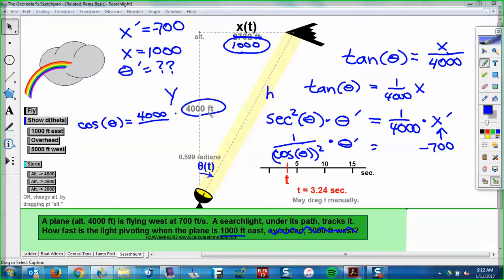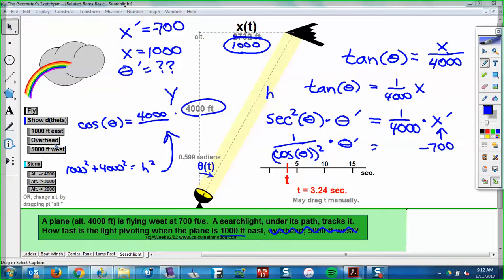Don't I have 1,000 and 4,000 here? Right? So 1,000 squared plus 4,000 squared equals my hypotenuse squared. So I can get it, right? Once I get my h, then I can plug that up there, and then I can do inverse cosine of that, right? Or I can solve that equation.